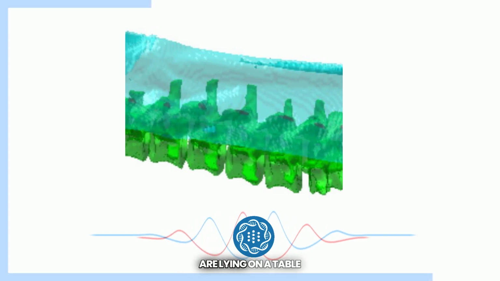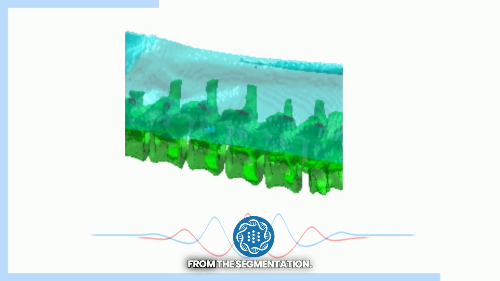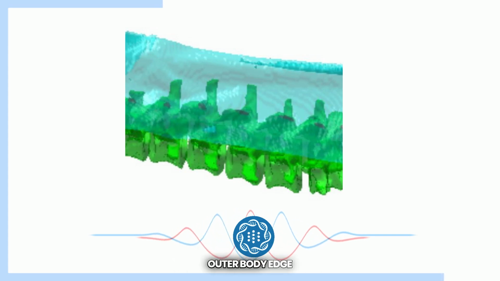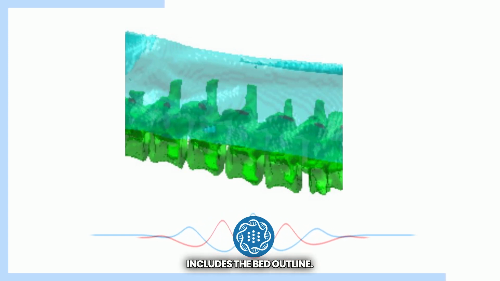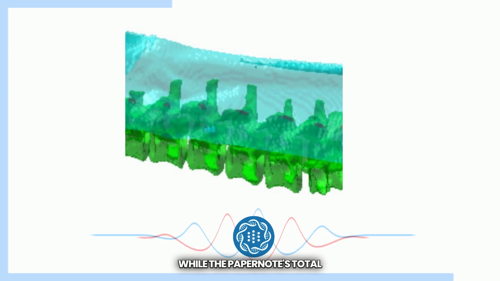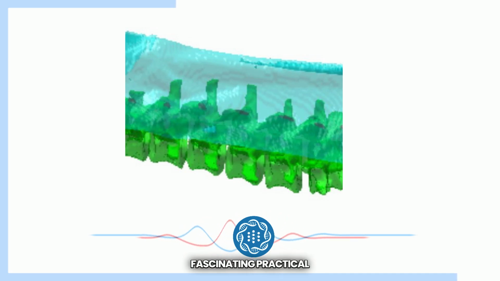One really neat detail, handling the patient bed. You know how patients are lying on a table in the scanner? Yeah, it shows up in the image. TotalSegmentator is actually trained to recognize the bed in CT scans and automatically remove it from the segmentation. Oh, that's clever. The graphics-based method, just looking for that outer body edge, includes the bed outline. You need an extra step to remove it manually. Also, the graphics method adds padding to avoid gaps at the image edges, while the paper notes TotalSegmentator surface could sometimes have little holes. Fascinating practical differences.